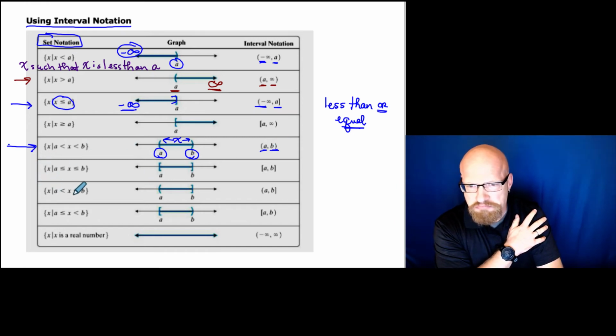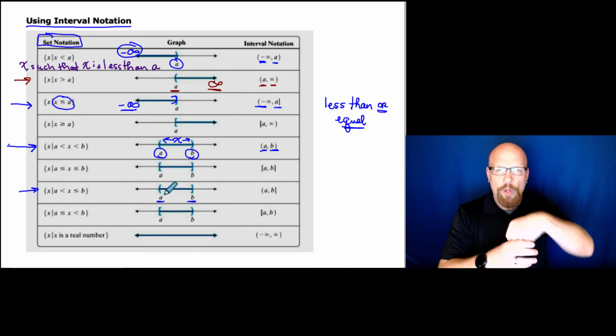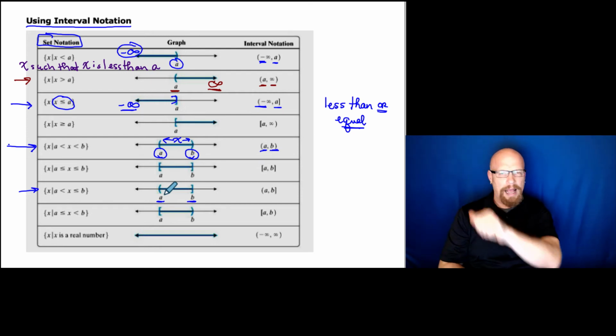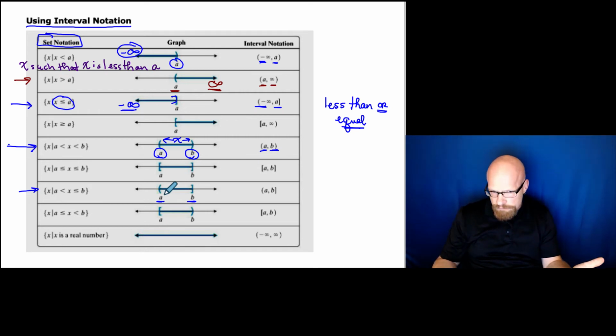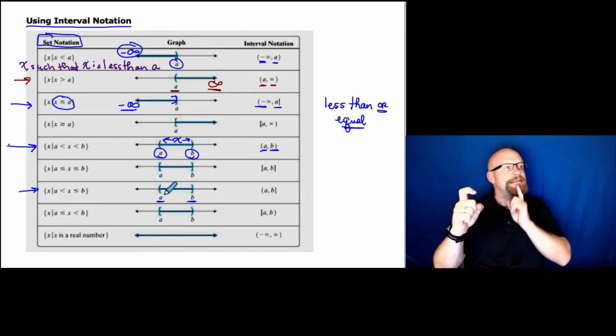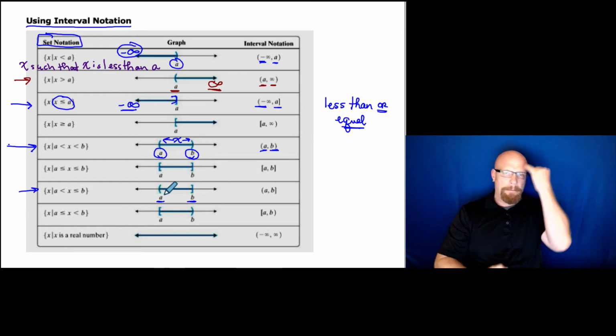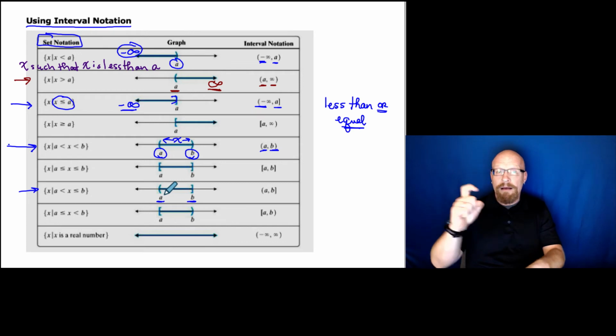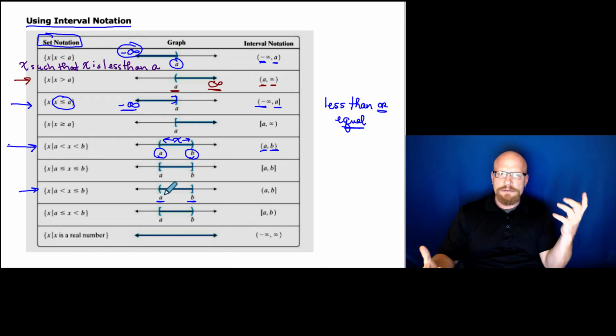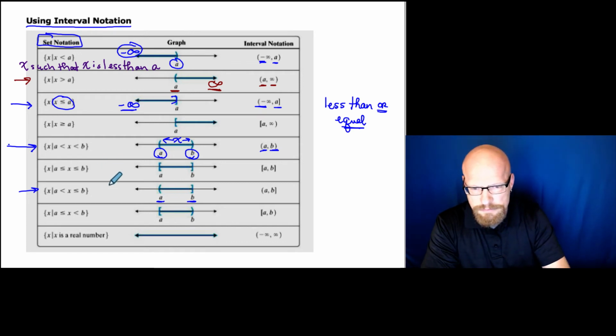For example, now we're including B, but not A. So we have parentheses A, move over to B, but closed parenthesis or closed bracket. Now, the bottom part, we have X is a real number, means all X values, not including, of course, imaginary numbers like 3i.